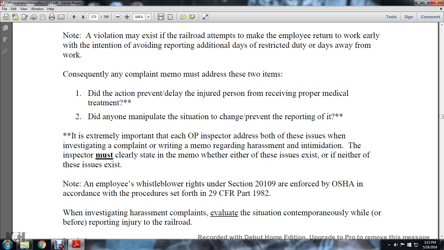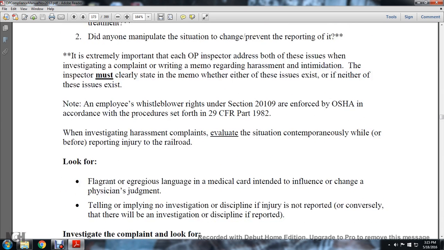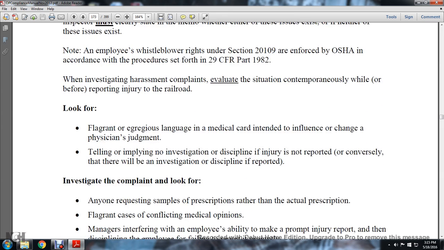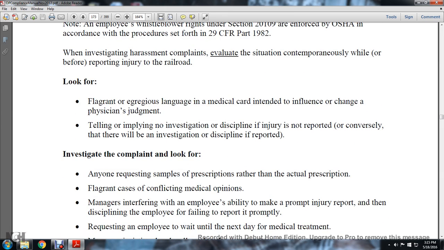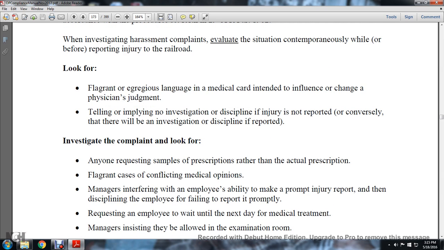Note, any employee whistleblower referral under statute 20109 is enforced by OSHA in accordance with the procedures set forth in Title 29 CFR Part 1982. When investigating a harassment complaint, evaluate the situation contemporaneously, including before the injury was reported to the railroad.